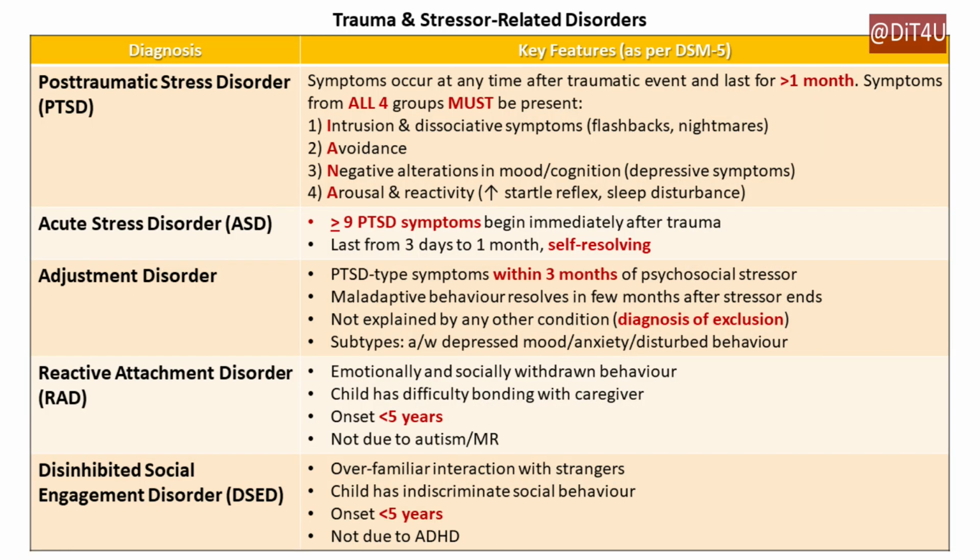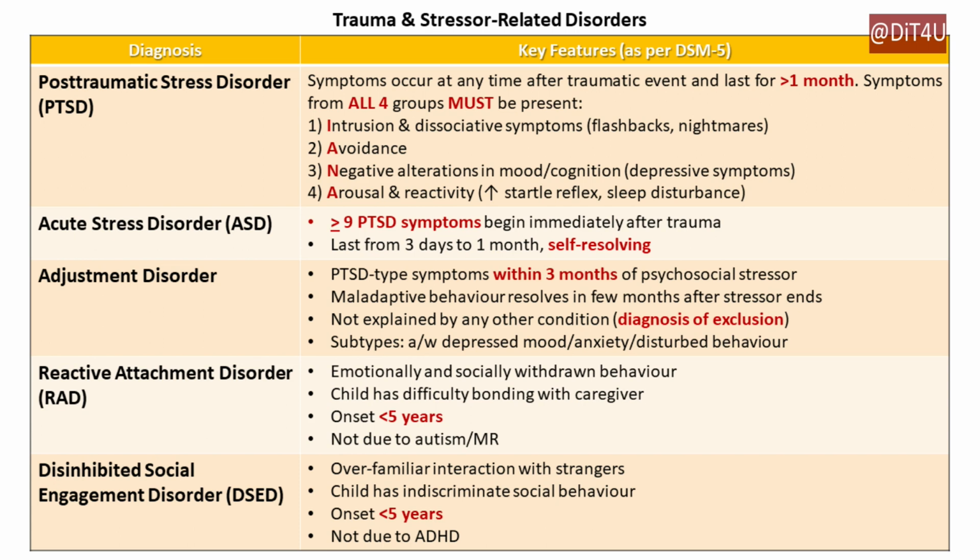Trauma and stressor related conditions. Post-traumatic stress disorder: symptoms occur at any time after a traumatic event and last for more than 1 month. Very important, any time after the traumatic event. Definitely lasts more than 1 month. Symptoms from all 4 groups must be present. And the 4 groups, IANA, to remember, is a mnemonic.